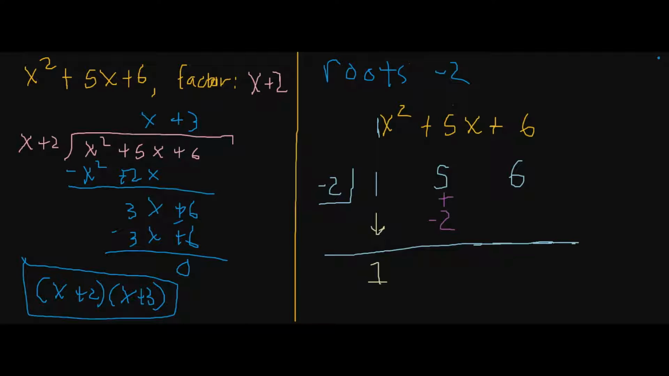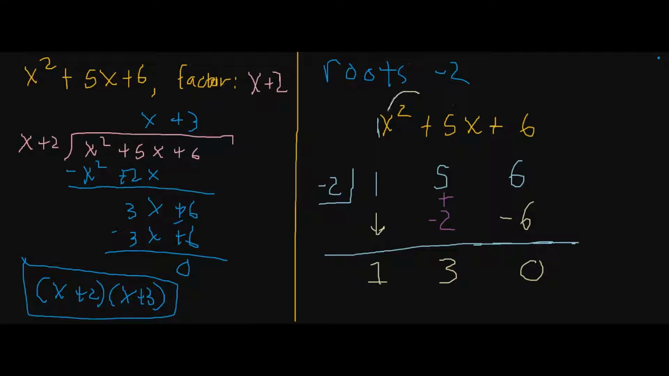What's 5 plus negative 2? That's going to give me 3. And then last but not least, what's negative 2 times 3? Well, that's negative 6, and that's the number that's going to go over here. So we get negative 6, and now this is 0, which is a remainder of 0, okay?